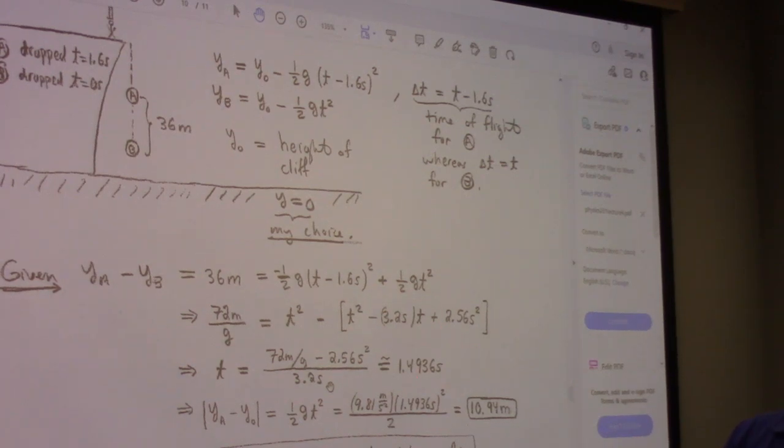I get two solutions. The one of which is interesting is this one. Wait a minute, or do the t's cancel? I think I might have thrown away an extraneous solution here, because usually a quadratic gives you two solutions, right? But 1.4936 is the one of interest. And so then I can look at the difference between YA and y0, which is 1/2 g t squared, which then is 10.94 meters. So they were 10.94 meters below the edge of the cliff where they were dropped, if the second one is 36 meters from the first one that was dropped.